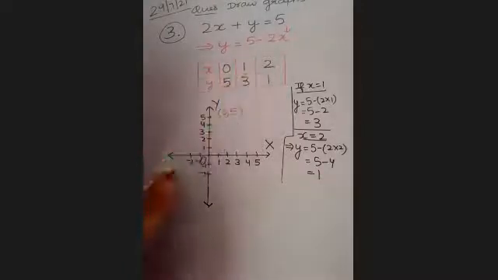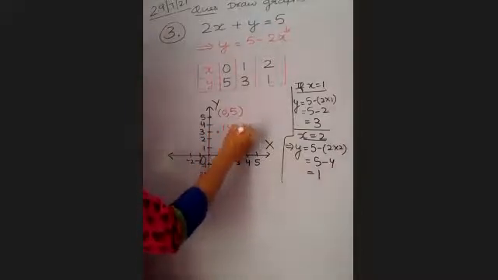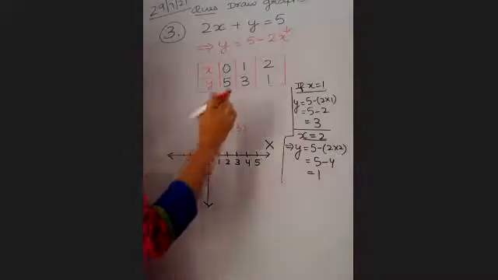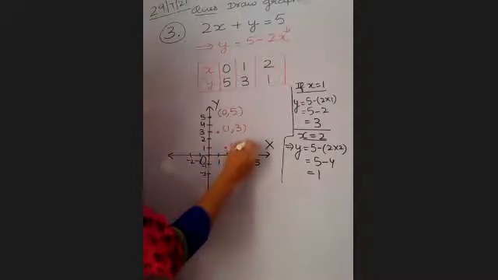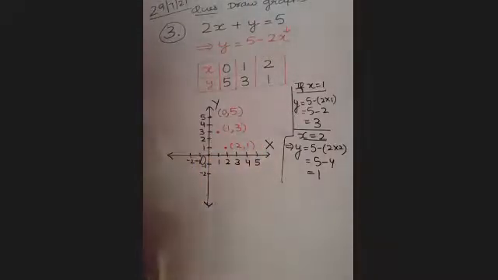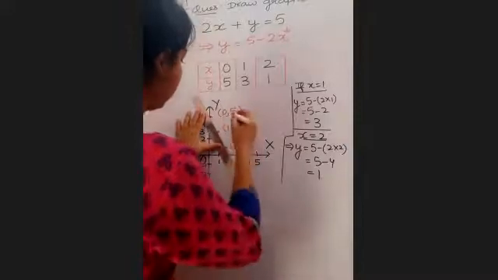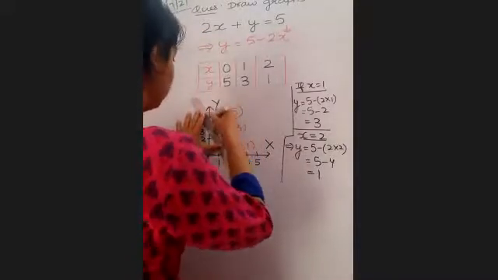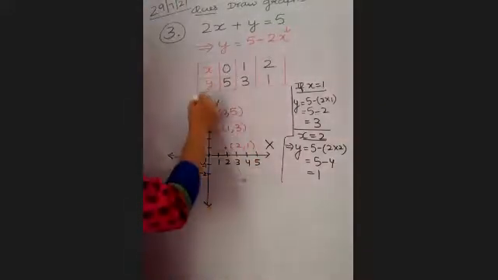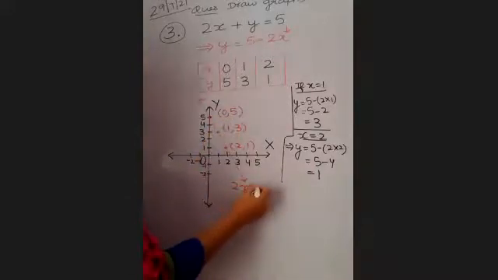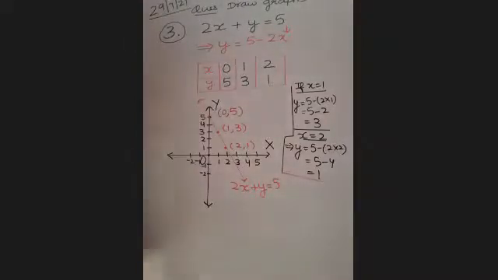x is 1, y is 3. x is 2, y is 1. Now, children, do you think that the points will be in a straight line? Yes, ma'am. Correct. Draw a line using a scale. Extend it also. On either of the ends, write the equation. So this is the equation. This is the graph of 2x plus y is equal to 5.